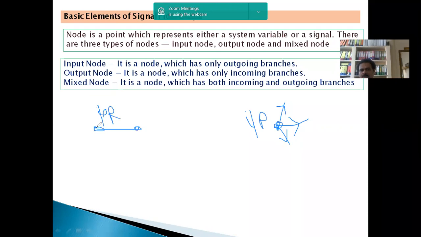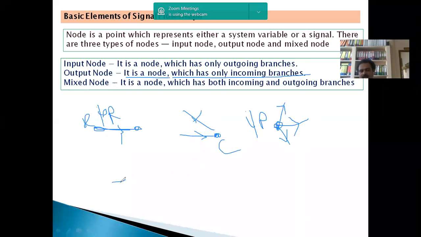Okay. So input node, only output is available. This node is called an input node. The second one is the output node. Output node means only input branches are available. Generally, we commonly represent output by C. So the output node is a node which has only incoming branches. There is no outgoing branch.